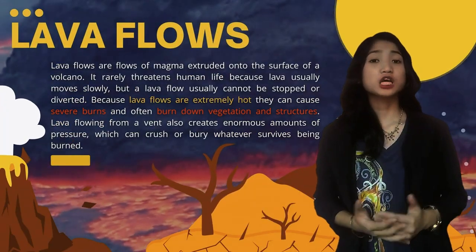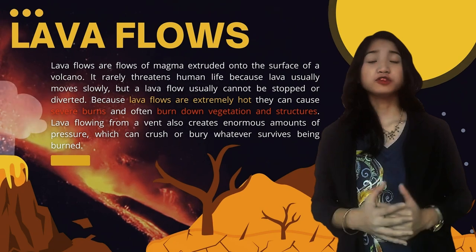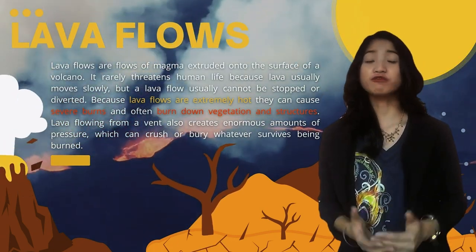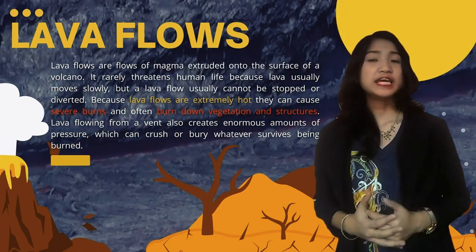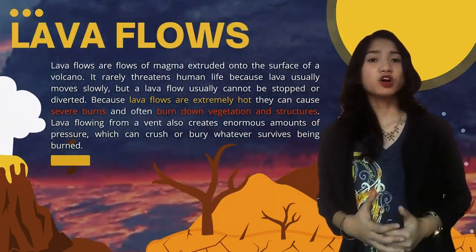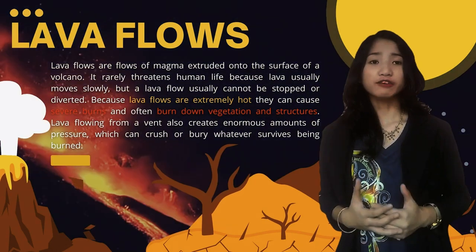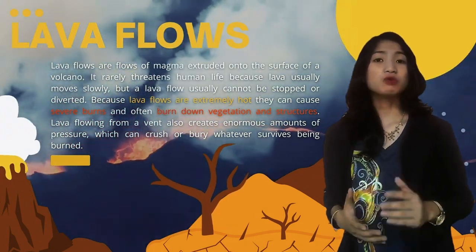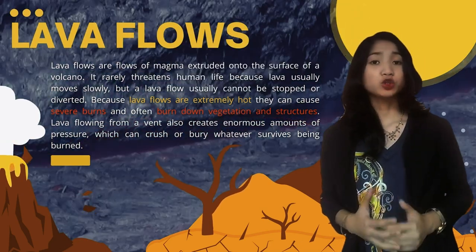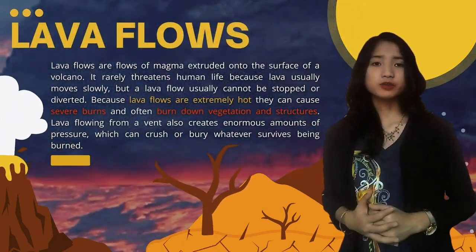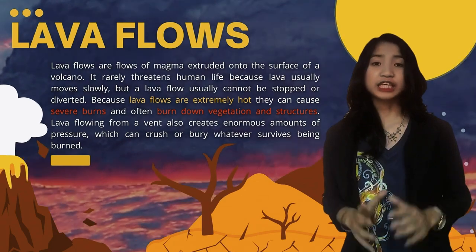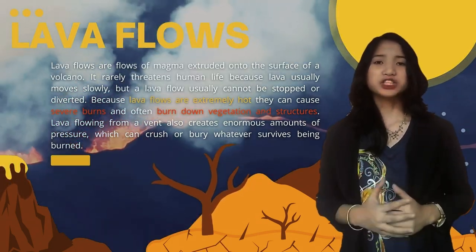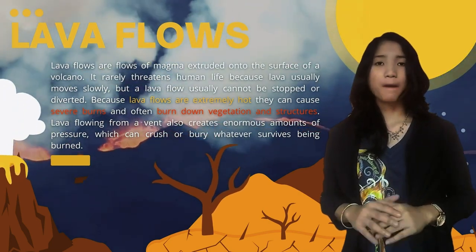The first one is lava flows. Lava flows are flows of magma extruded onto the surface of a volcano. In general, it is rare for lava to cause the direct loss of life because it usually flows slowly, allowing sufficient time for people to be evacuated. However, it does destroy everything in its path by a combination of burying, crushing, covering, and burning.